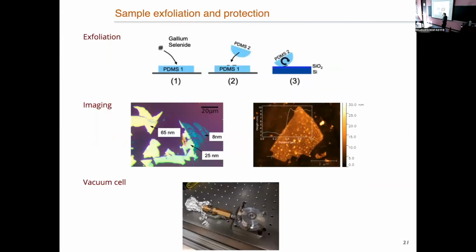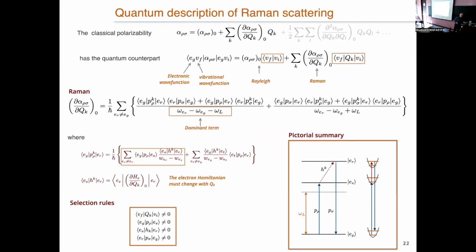Exfoliation is done in a very traditional way. We're not doing anything special. Before we study the samples using Raman, we do some visual imaging and AFM for the thickness. And all the experiments we like to do in a vacuum cell. We don't encapsulate the sample because we want to measure pure phonon polaritons, unaffected by too much by the environment. But doing Raman spectroscopy for several hours on a very thin sample can be challenging for that poor sample, so we like to do it in an inert environment to preserve its quality.